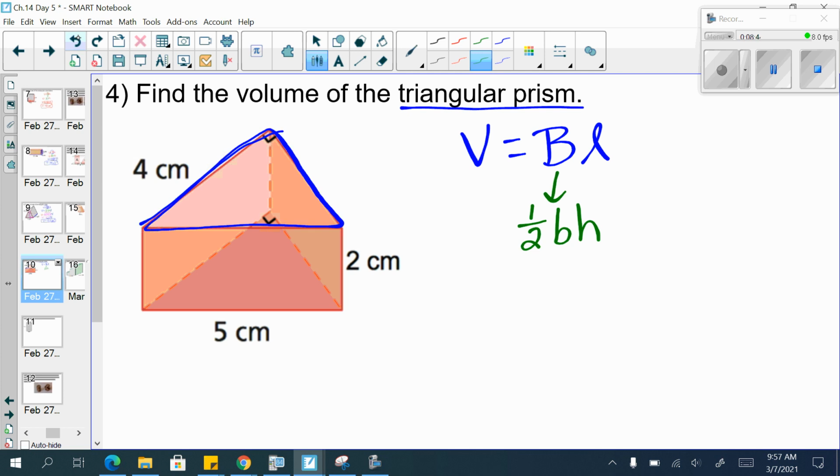So here's the thing, guys. At this moment in time, we know this side is 4. We know from looking at the bottom, we can tell that this is 5 because that would be the same length.